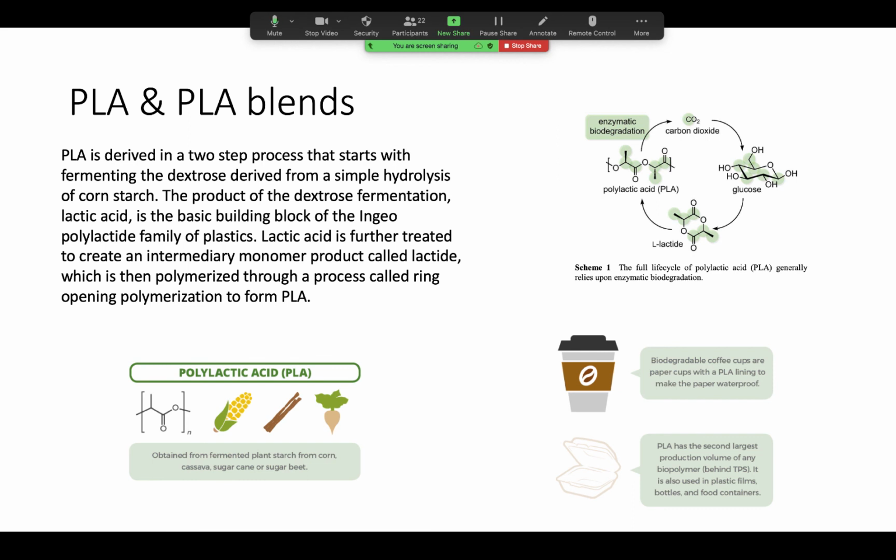I guess the primary manufacturer of PLA is NatureWorks. It's out of Nebraska, right, where they do about 3 million pounds of their resin per year. And a lot of consumer products are starting to use polylactic acid and polylactic acid blends.